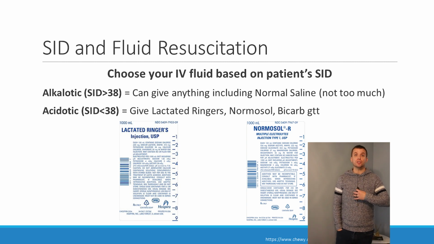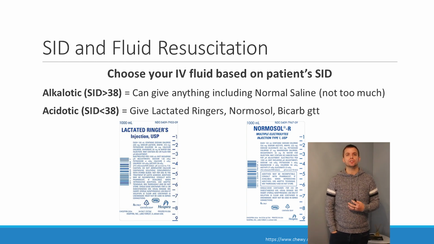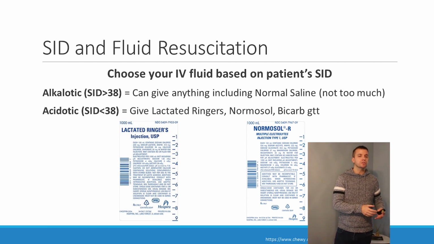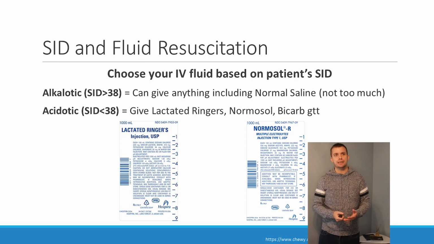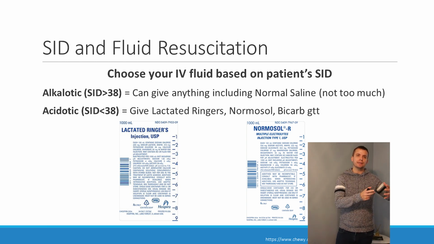So if you're going to use SID with fluid resuscitation, you want to choose your IV fluids based on the patient's SID. If their SID is greater than 38 and they have a metabolic alkalosis, you can give normal saline. It's fine, but as you give 1 liter, 2 liters, 3 liters, it's so acidotic that it's going to start trending you towards acidosis. Whereas if you're already acidotic, giving somebody something acidotic is going to make them worse and worse. I like to give Normosol or Plasma-Lyte in this situation.